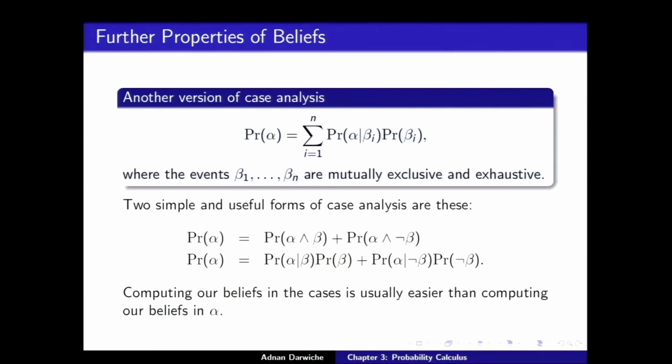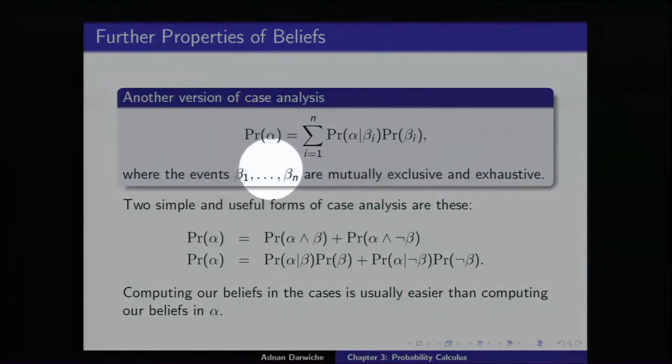Okay, let me just mention two specific cases of this, and then we'll take our 10-minute break. One example is to just take beta and not beta, correct? Beta and not beta are mutually exclusive and exhaustive. And if you do that, here's the first version. Probability of alpha is this, right? Probability of alpha and beta plus probability of alpha and not beta. And then the second case, so you'll find this actually quite commonly used.